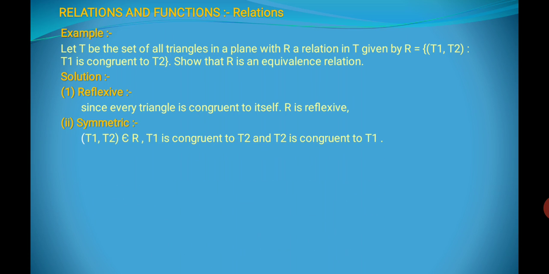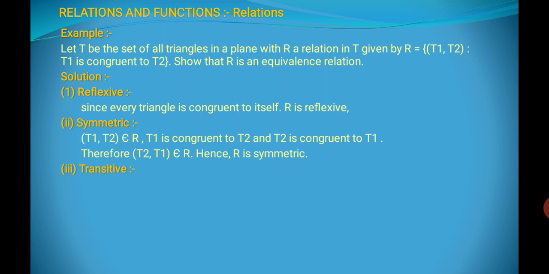Then (T1, T2) is in R, T1 is congruent to T2. That means T2 must be congruent to T1. अगर पहला दूसरे के साथ कॉन्ग्रुएंट है तो दूसरा पहले के साथ कॉन्ग्रुएंट तो होना ही होना है. So that is (T2, T1) is in R, so R is symmetric.